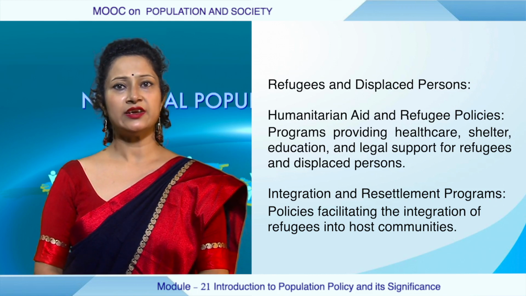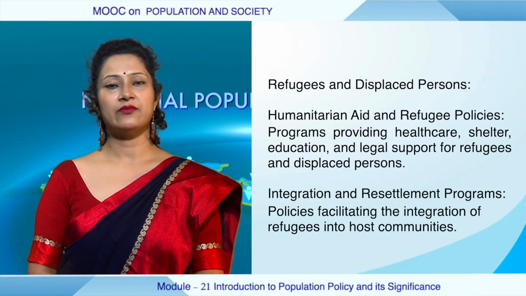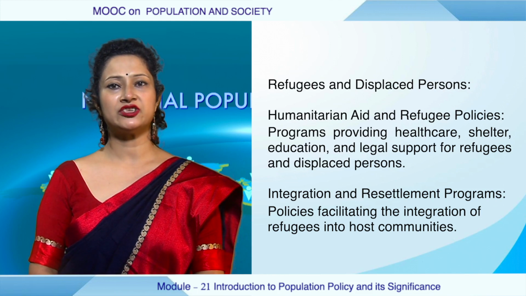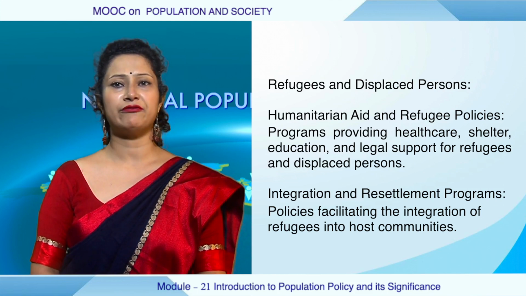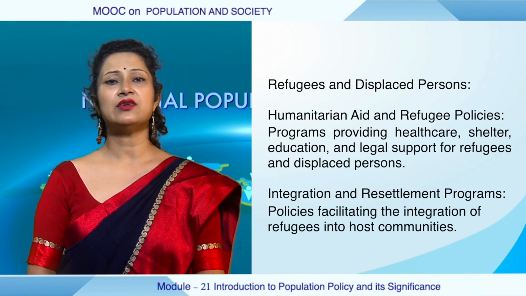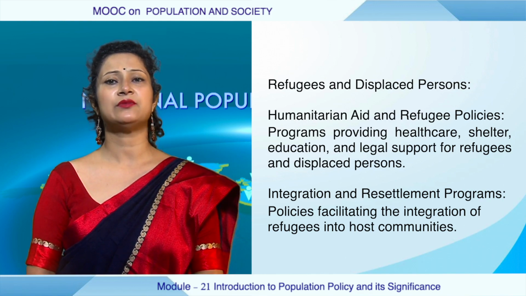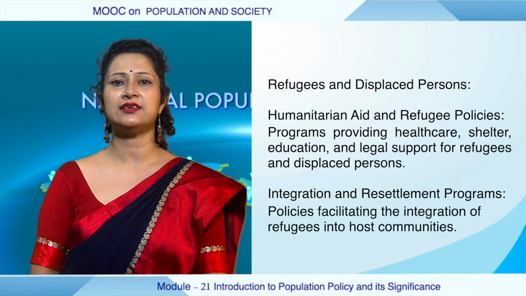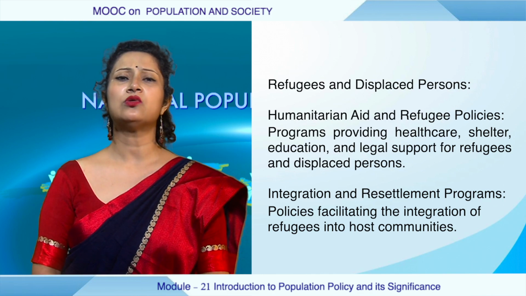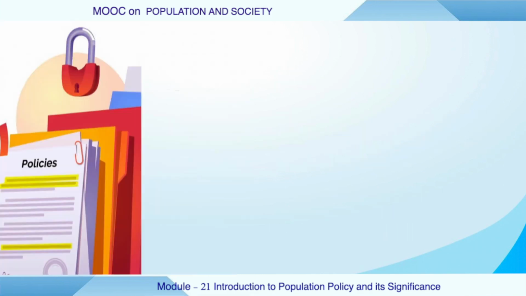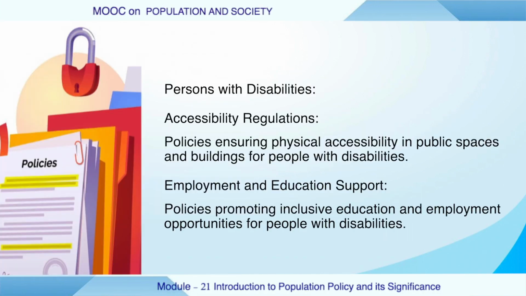So humanitarian aid and refugee policies, where programs provide healthcare, shelter, education, legal support for refugees and displaced persons. We also have integration and resettlement programs, where policies facilitating the integration of refugees into host communities are done. We have special programs and policies for persons with disabilities.